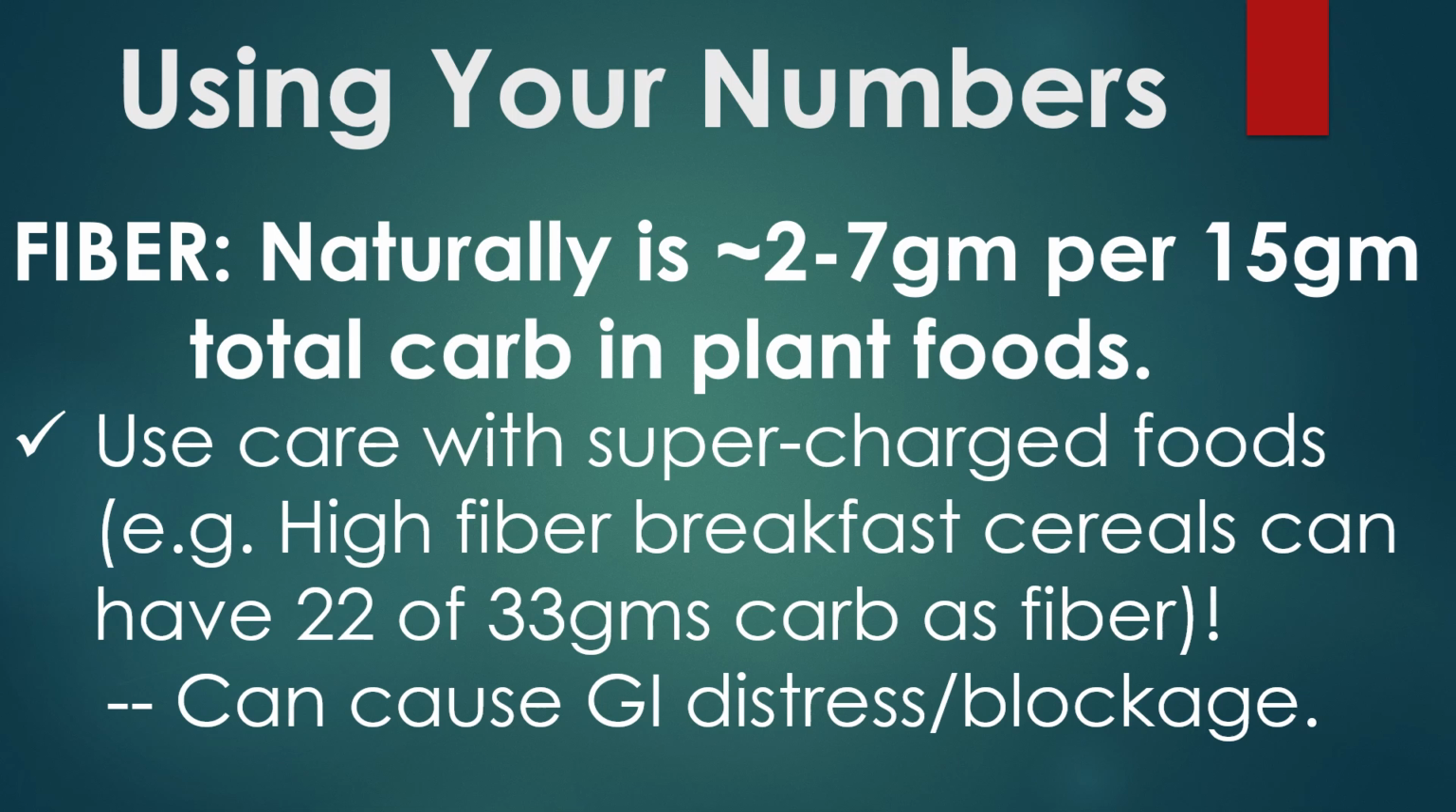Now, a note on fiber cereals. They are fiber supplements disguised as cereal. They have had so much fiber added to them that they are not a food in its natural state. Fiber comes from plants. It's what keeps them in their shape. Generally, a plant food will naturally have about 2 to 7 grams of fiber for every 15 grams of total carbohydrate. Some fiber cereals will have 22 of 33 grams of carb as fiber.